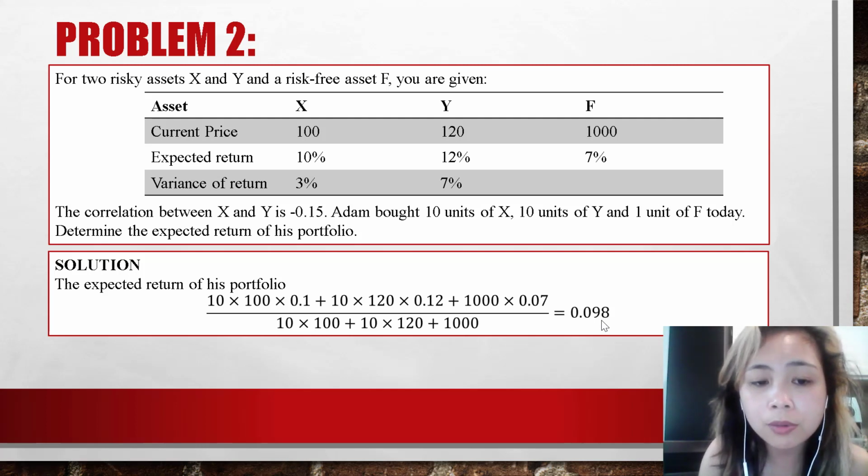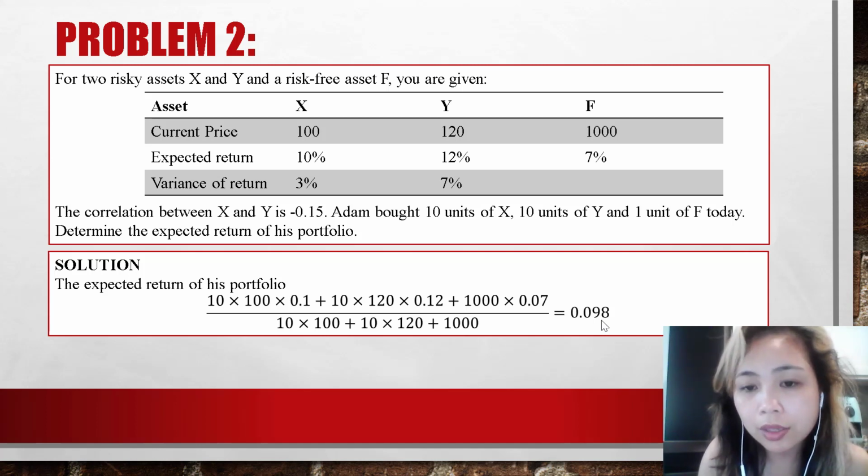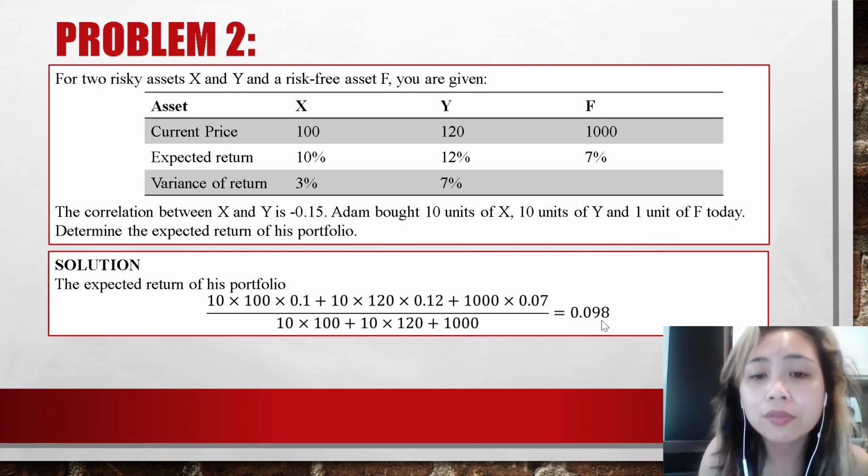So for this problem, we have to use a weighted mean, and to calculate the weight of each of these assets, we have to find the amount of money that we invested in each of these three assets. Alright, so that is problem 2. Very straightforward. Now let's move on to problem number 3.